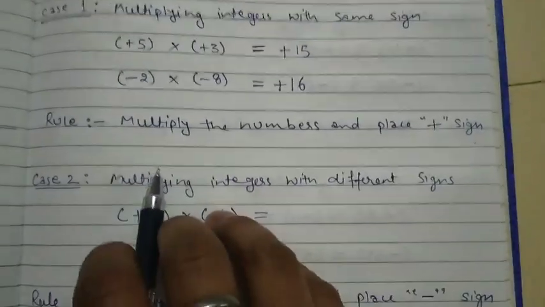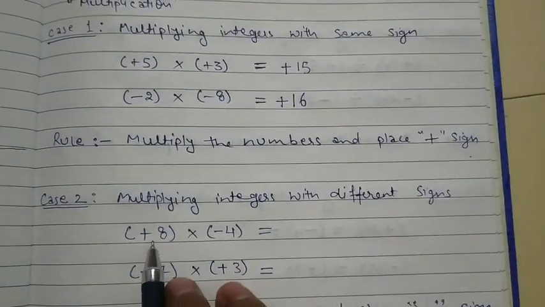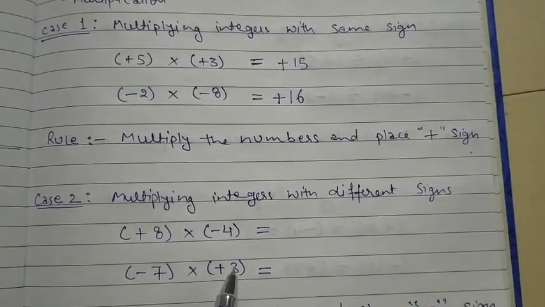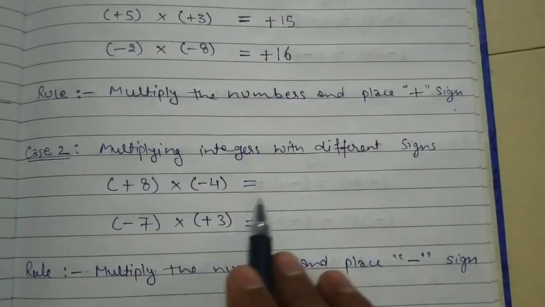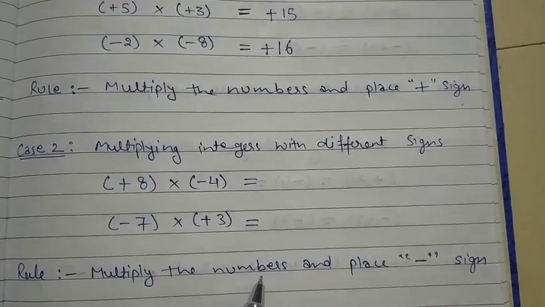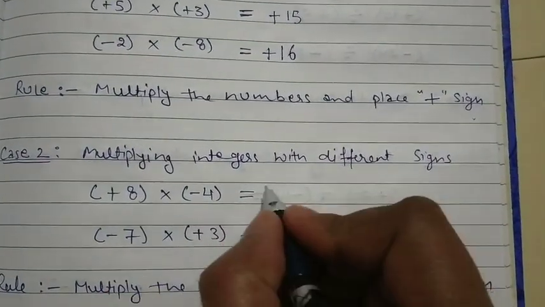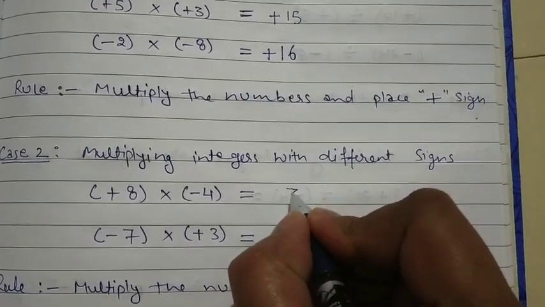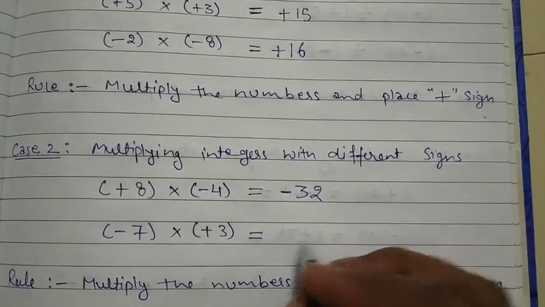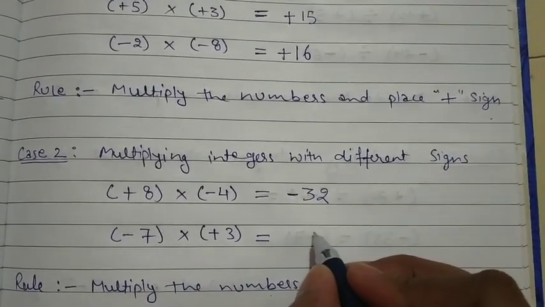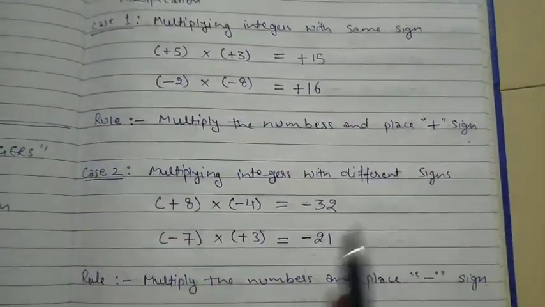Now, how to multiply integers with different signs? Like one is positive and the other is negative, or the first one is negative and the other positive. So how to do that? It is also very easy. To multiply integers with different signs, we simply multiply the numbers and place a minus sign. Here, to multiply this we will multiply 8 and 4. 8 4s are 32, and we simply place the minus sign. Here 7 3s are 21, again minus. So to multiply, this is the rule.